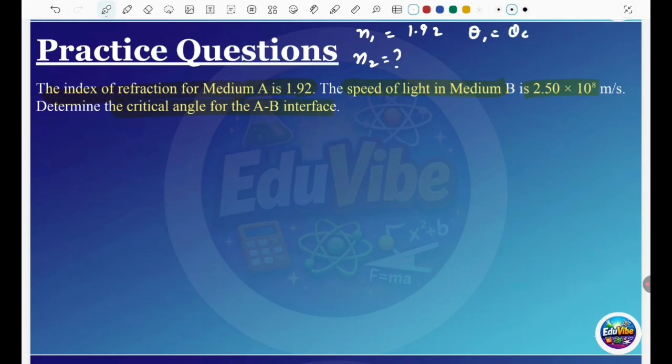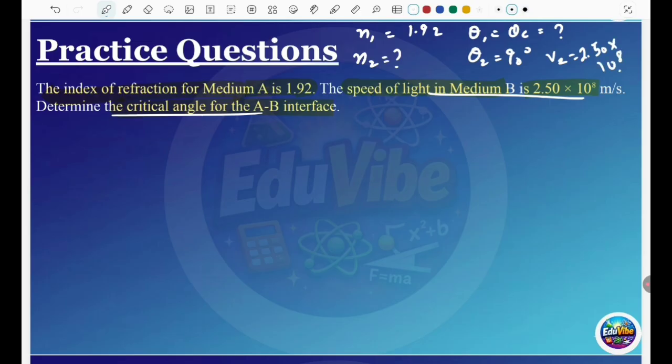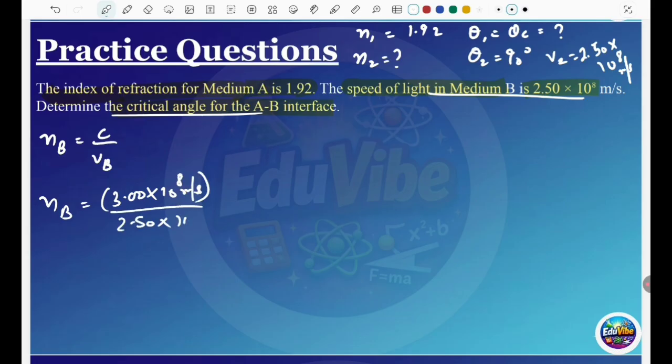So theta 2 is 90 degrees, because this is a critical angle question. And we have a speed for medium B, which is V2, or you can say VB. This is 2.50 times 10 raised to power 8 meter per second. Our goal is to firstly find N, the index of refraction, so let's find the index of refraction for B. N is C upon VB. So C is 3.00 times 10 raised to power 8 meter per second, and the velocity is 2.50 times 10 raised to power 8 meter per second again. So you get N for B of about 1.20.